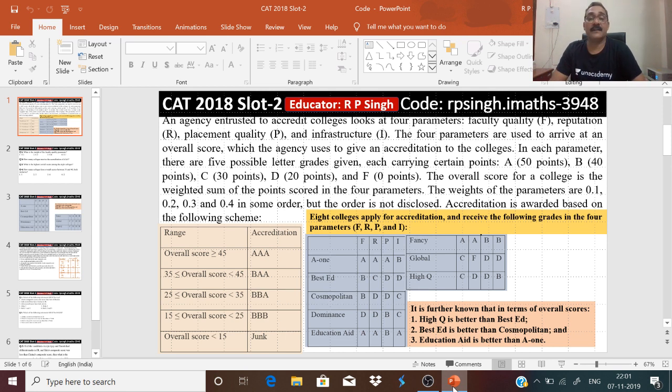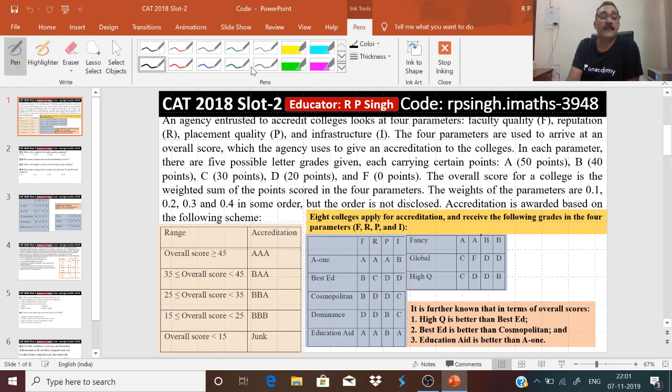An agency entrusted to accredit colleges looks at 4 parameters: faculty quality, that is F, reputation, placement quality, infrastructure. The 4 parameters are used to arrive at an overall score, which the agency uses to give an accreditation to the college. In each parameter, there are 5 possible letter grades, each carrying certain points: A is 50 points, B is 40 points, C is 30 points, D is 20 points, and F is 0 points.